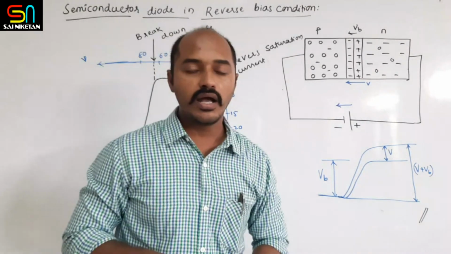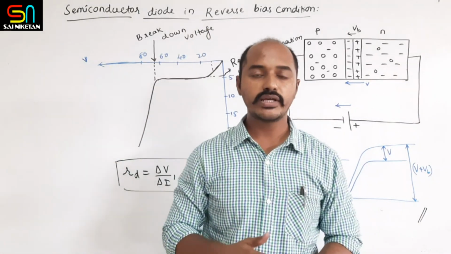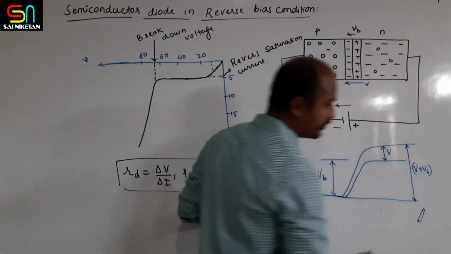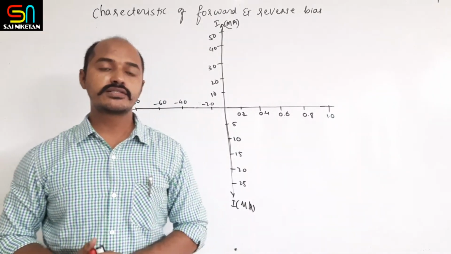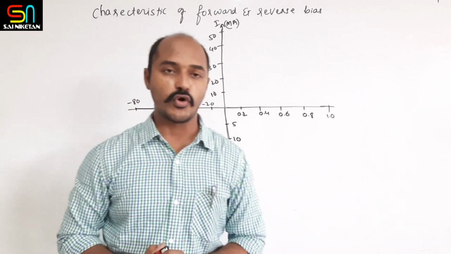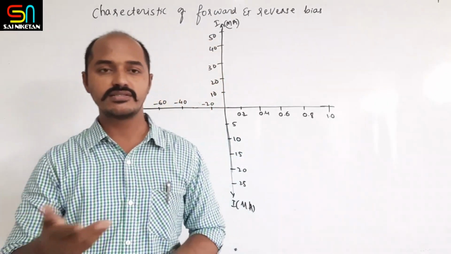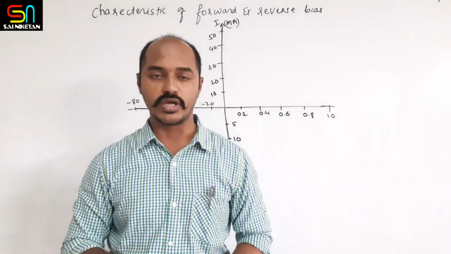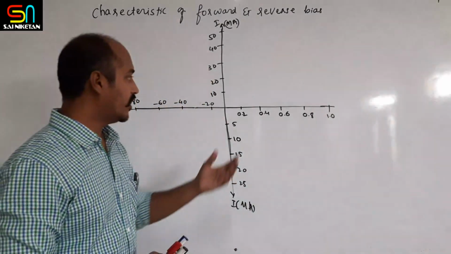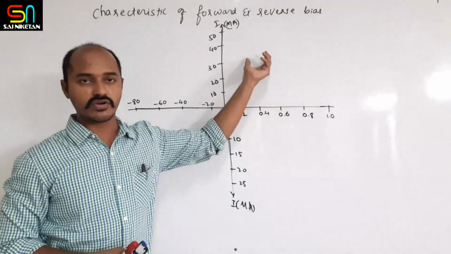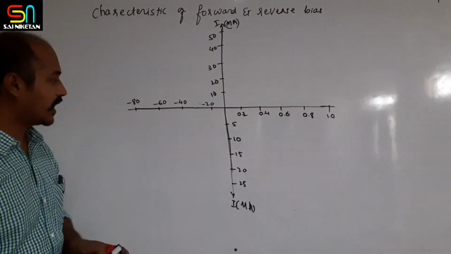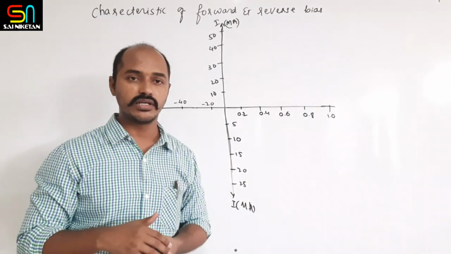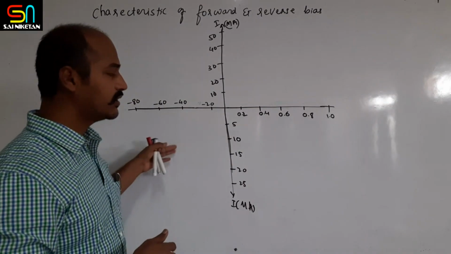So hope you have taken it, and now we will see the characteristics of the forward bias and reverse bias condition. Means it is nothing but the voltage and current relation for forward bias and reverse bias together. We have already drawn this. For forward bias we are drawing in the first quadrant, and for the reverse bias both current and voltage are negative, because it is in the reverse direction, and it is the reverse saturation current.